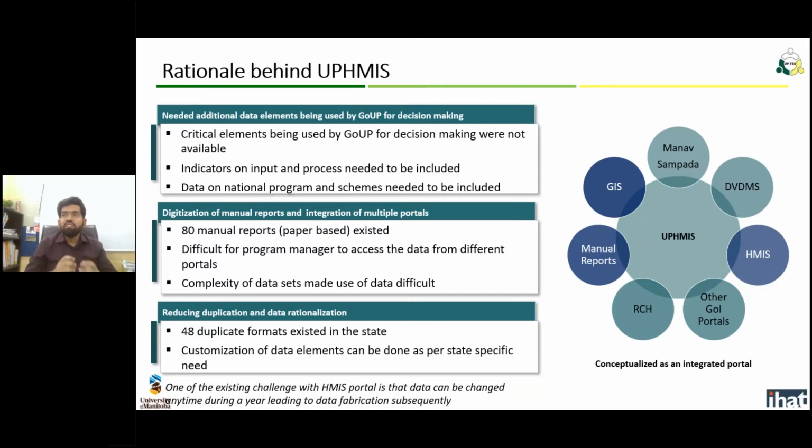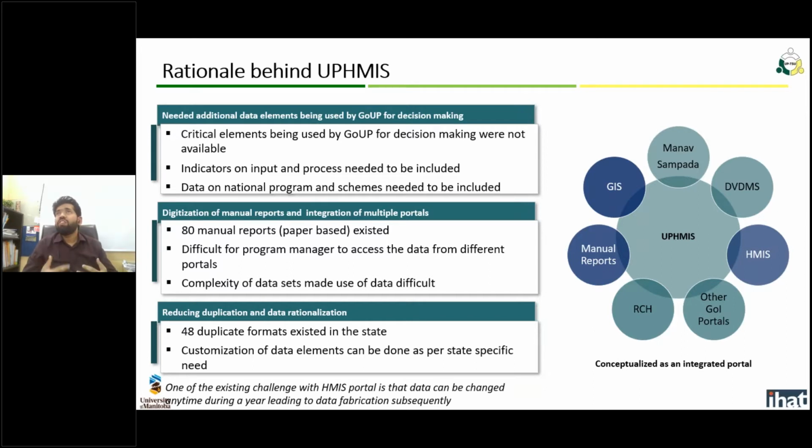So such kind of data we are not able to have in a system, and we need to have data on which a program manager would be able to take a decision. Second thing, there is a lot of paper-based reporting and the complexity of the data set, which makes it difficult for the program managers, or even for the program analysts or data operators, to analyze that information. And there is a lot of duplicacy. So we mapped the 80 formats and we found that 48 formats are duplicates.